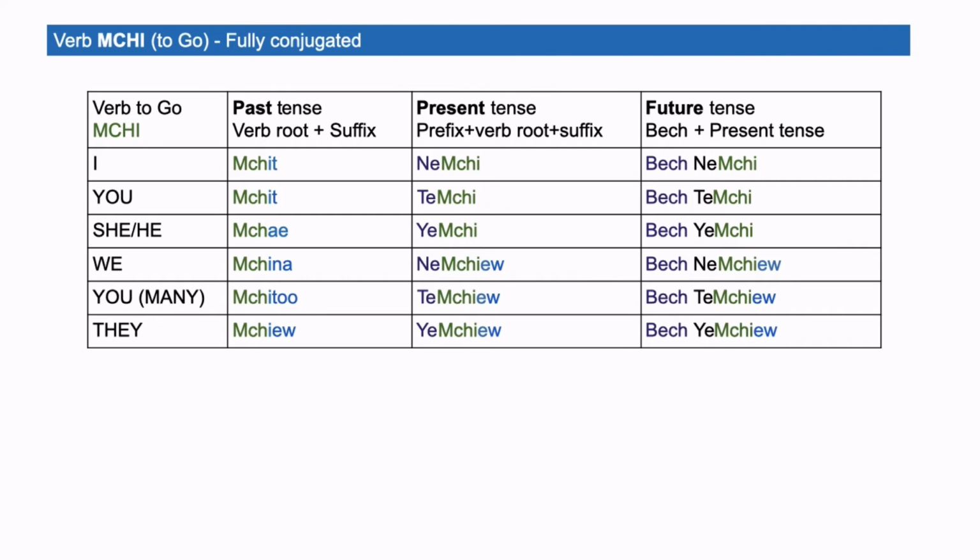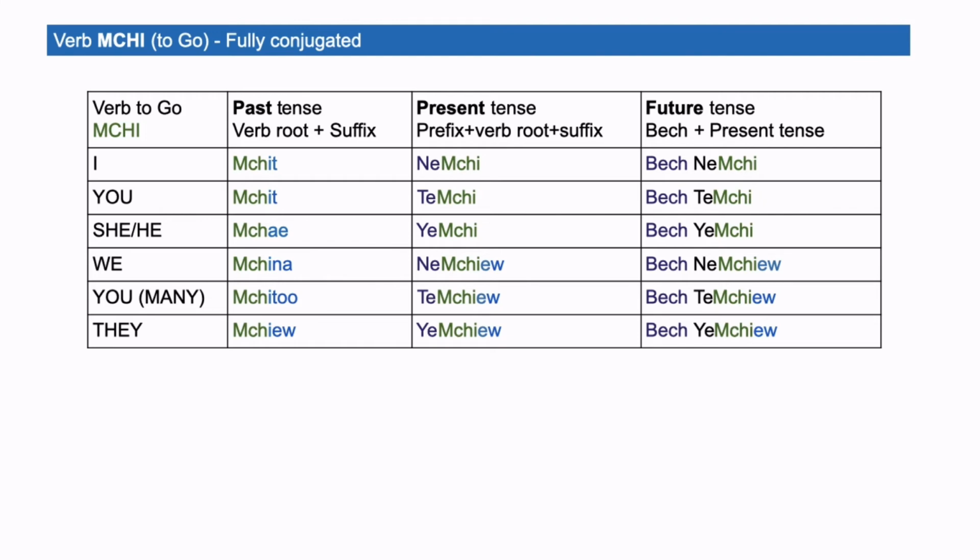In the present tense, for the singular pronouns, that is I, you, she, he, you will add a prefix. For the plural pronouns, the ones where you're talking about a multiple group of people, you will add a prefix and a suffix. So let's go over them. I am going, nimshi. You are going, timshi. She, he is going, yemshi. We are going, nimshiu. You, as in a group of people, are going, timshiu. They are going, yemshiu. And as you can see, the prefixes are pretty simple because they just repeat each other.